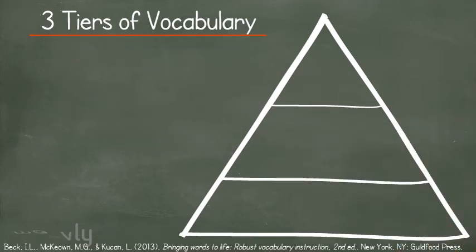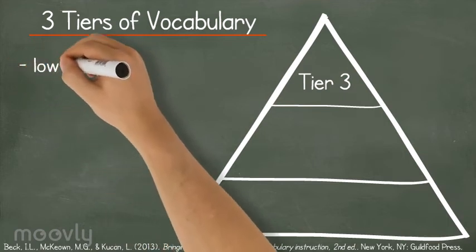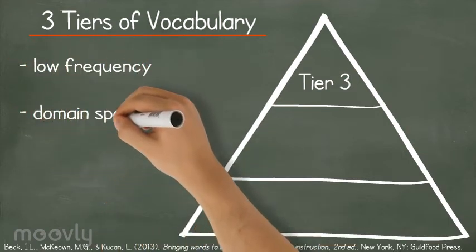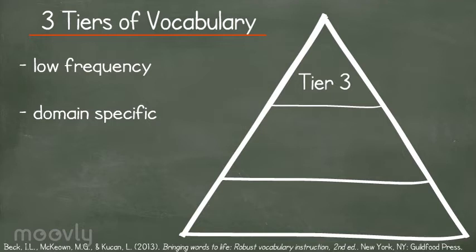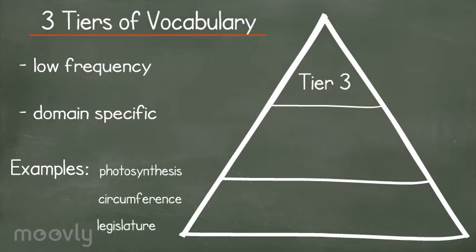Tier 3 words are domain-specific and cannot be used among different curricular areas. For this reason, Tier 3 words are also usually low-frequency words. Some examples of Tier 3 words are photosynthesis, circumference, and legislator.